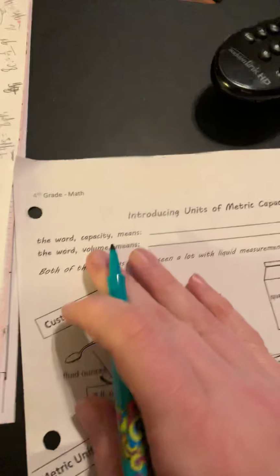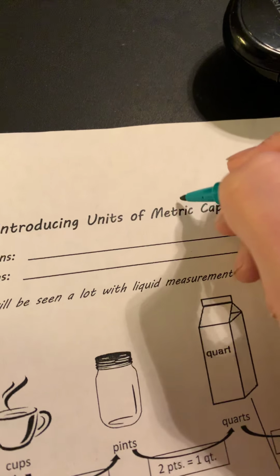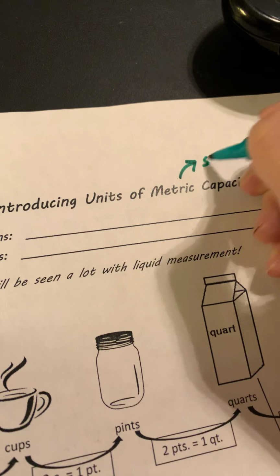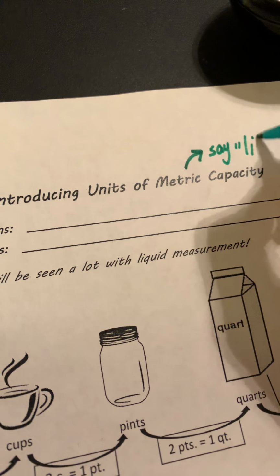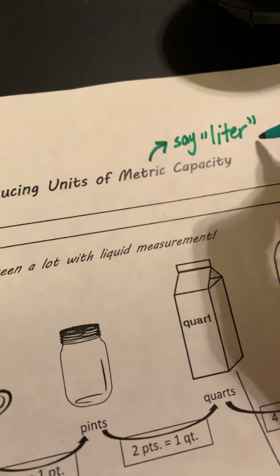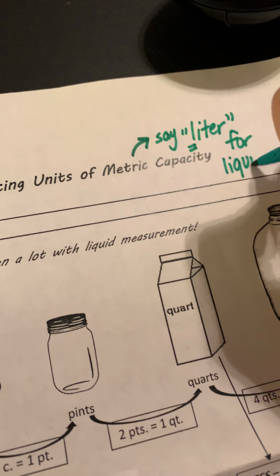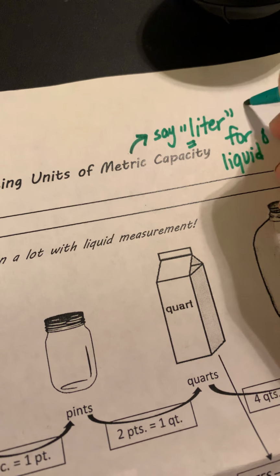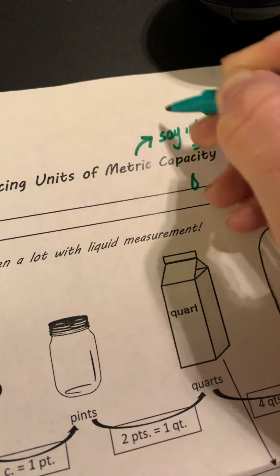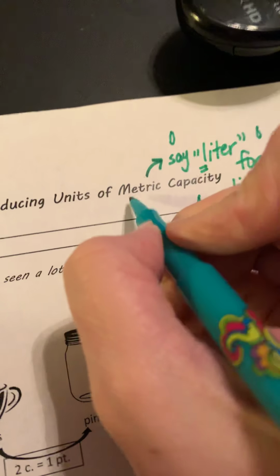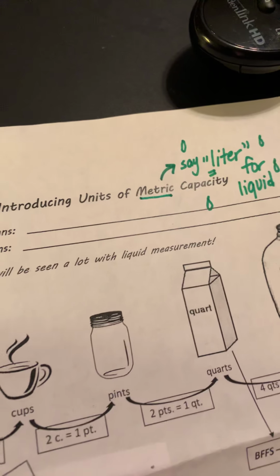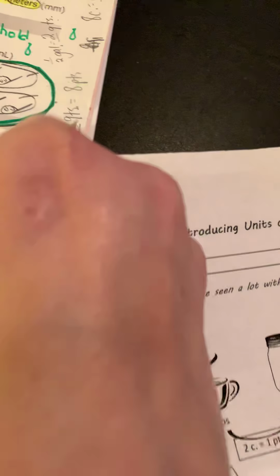Now, I want y'all to look. Here's, so metric capacity units say liter for liquid. These are all liquid units. And metric, we're doing the metric capacity. So let's review, what does capacity mean?